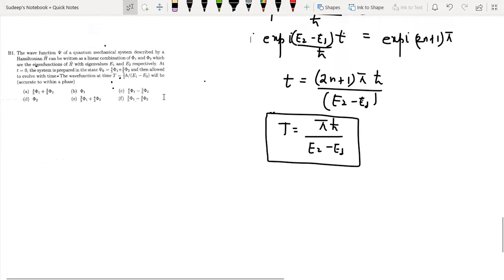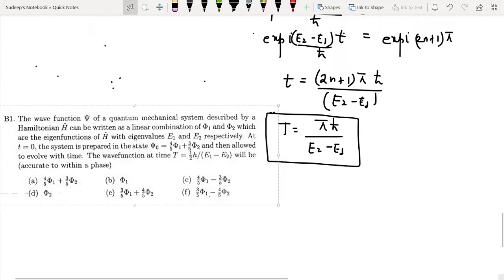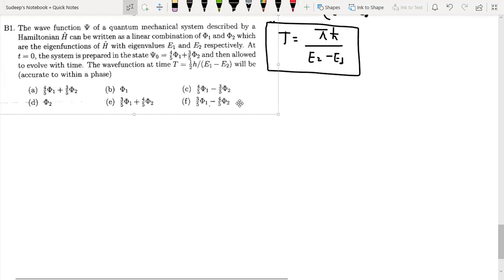Okay, I hope the thing is visible to you. If it's not, let me make it slightly bigger. So this was asked in the TIFR exam, this particular question. The question is fairly simple again.